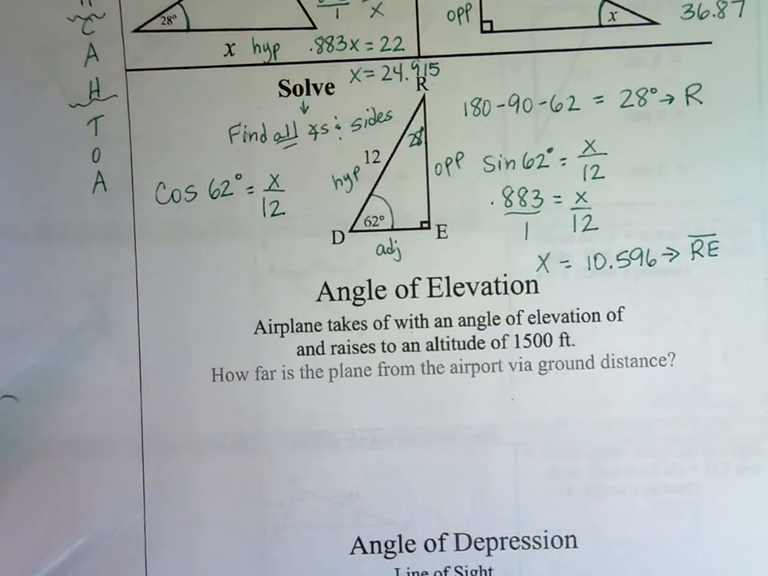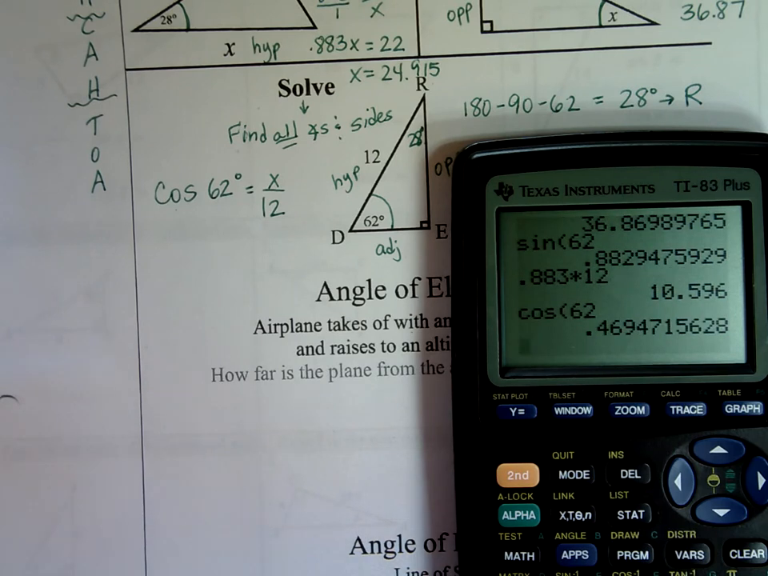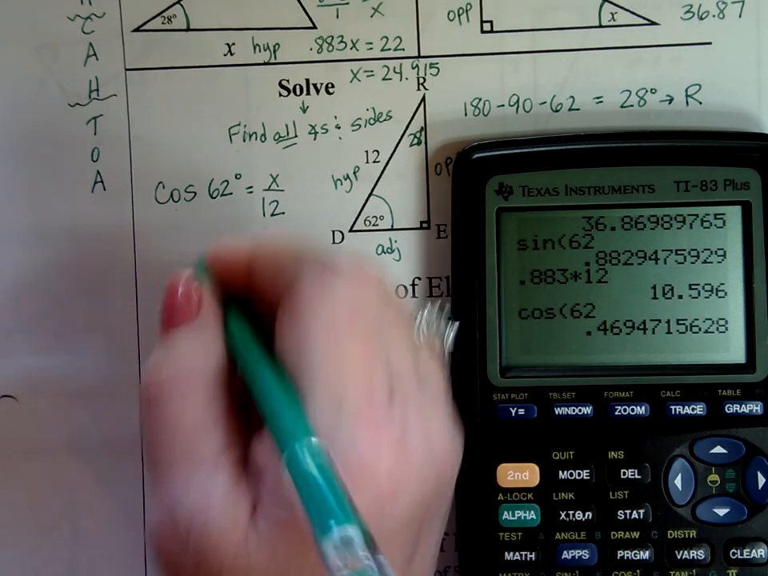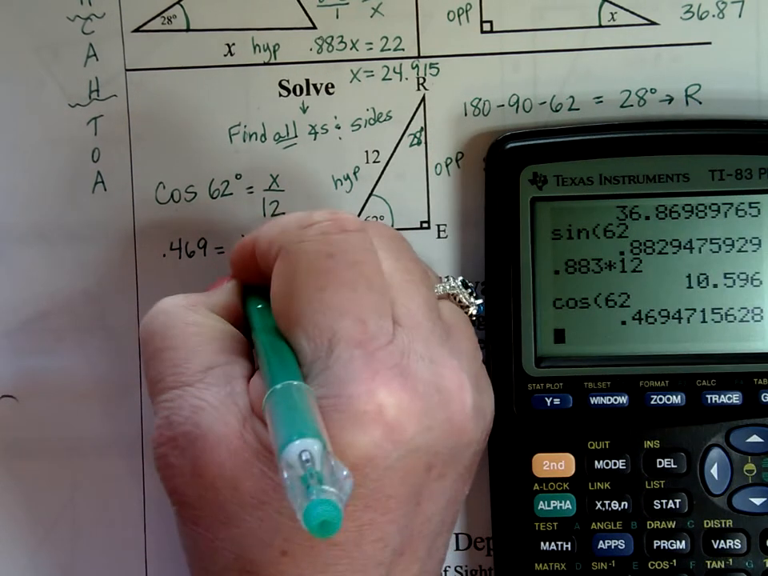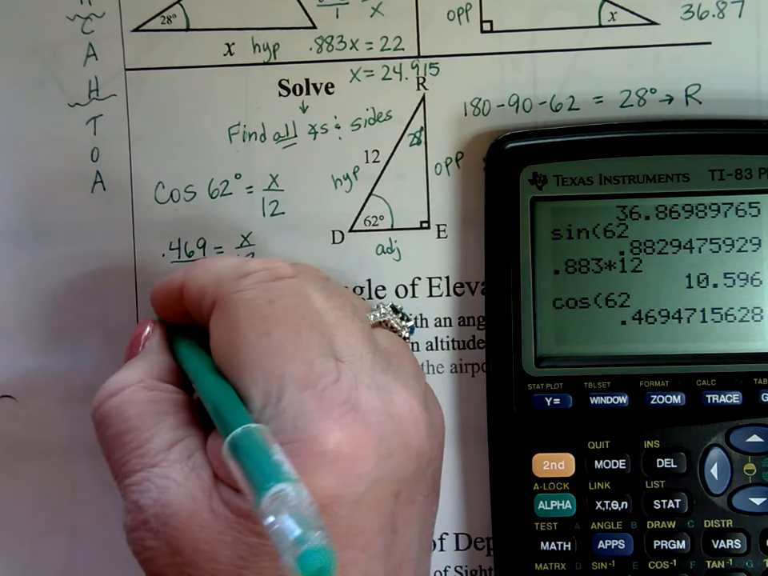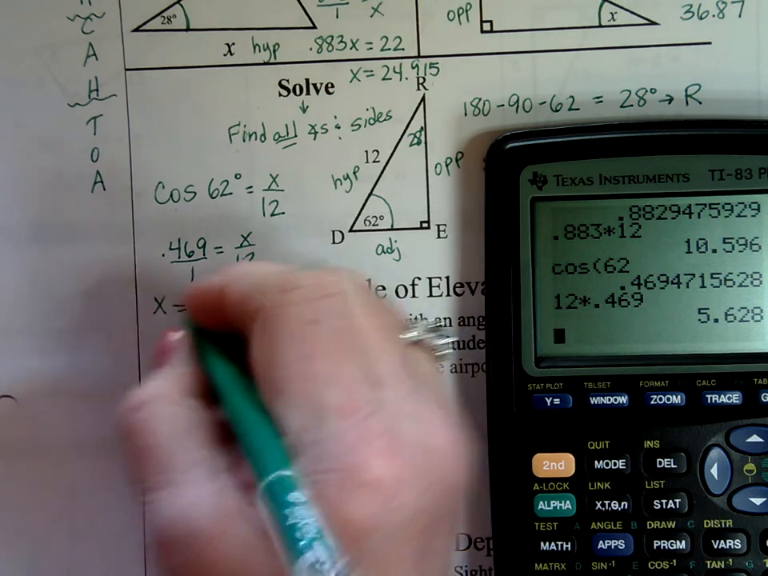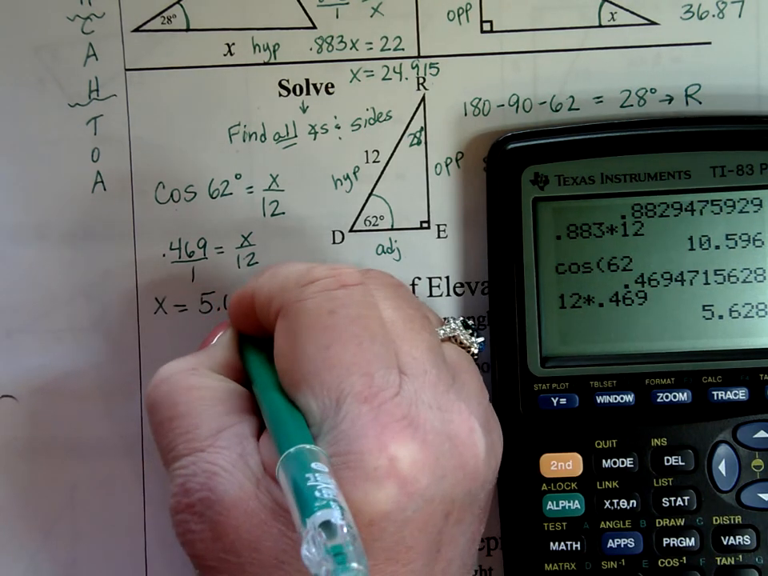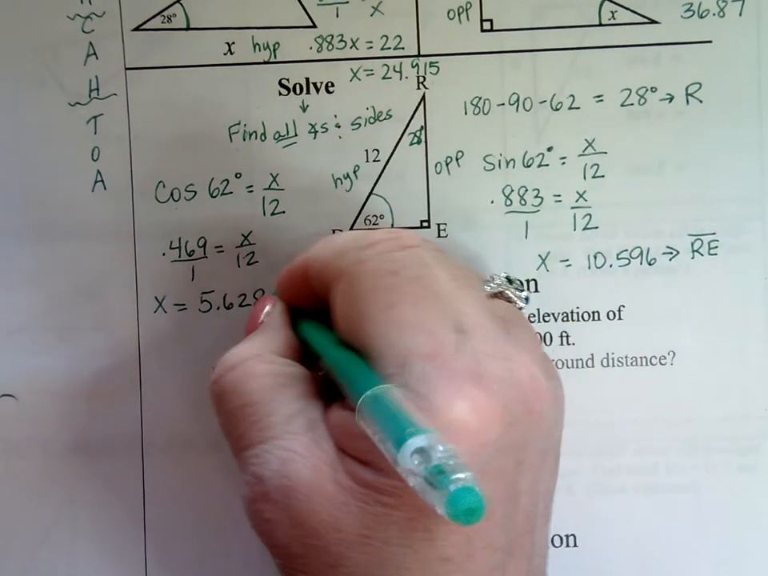So I go to my calculator and I say, all right, what is the cosine of 62? It says 0.469. So 0.469 equals x over 12. Put the 0.469 over 1. Cross multiply. 1 times x is x. 12 times 0.469 is 5.628. That's how big that missing side would be, and that is side D to E.